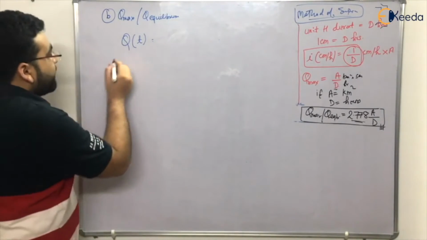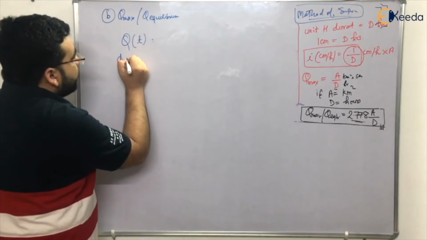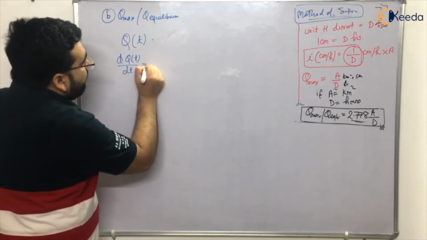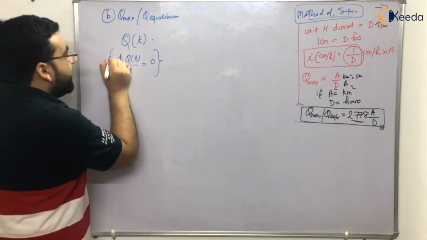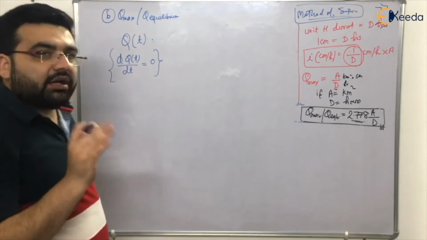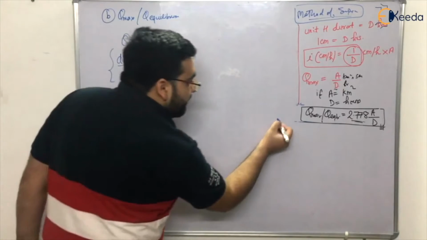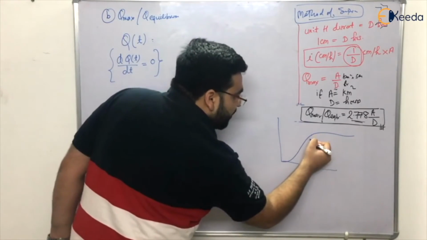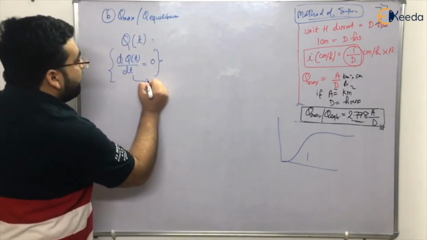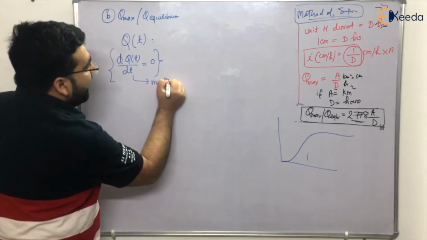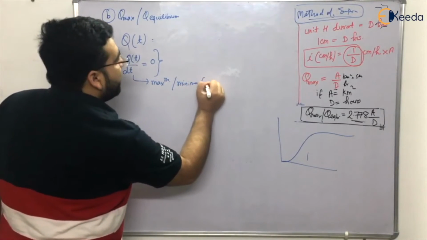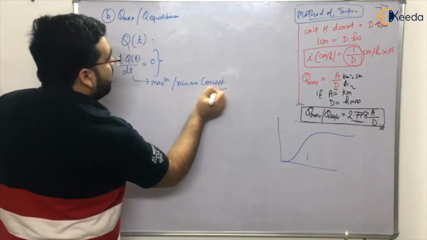Clear? Now what you have to do is put dq divided by dt equal to 0. Now what will happen? You will get a particular time interval from where the equilibrium discharge has started actually, right? So you will get this particular time interval. This is the concept of maxima minima, if you remember.